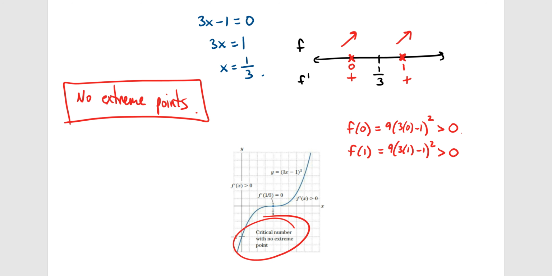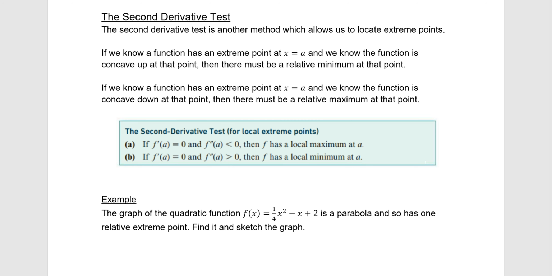So no extreme points. And next we have the second derivative test. So that was the first derivative test, setting the derivative equal to 0, and then coming up with that little number line. For the second derivative test, it's going to help us once again do the same thing, help us find extreme points. This time we're going to be using the second derivative, obviously.